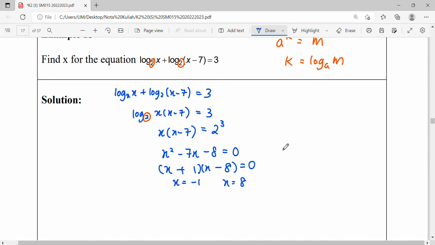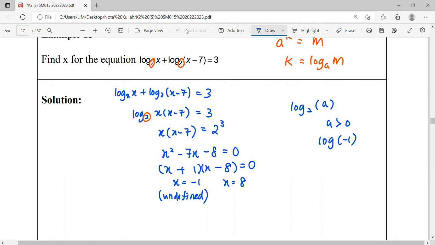So for log, you have to check the validity. Have a look at your log. Your log properties say that the value you bring here is always positive. It cannot be any value that comes out negative, like log -1. It will be undefined. So you try to check x = -1: log -1 will be undefined. So for this value of x, you have to justify this answer: x = -1 is undefined and not suitable to fulfill your log equation.